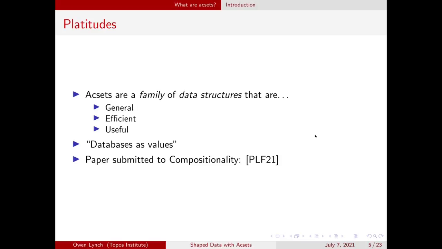So yeah, that's why we're so excited about them. The name Acset comes from attributed C-set, and it's really not worth going into what that means. Just think of it as a new name. If I had to give a more concrete description without actually giving the definition, I would say that Acsets are sort of databases as values, and that's the metaphor that I'm going to be working with for the rest of this talk. And we have a paper on this, which we have submitted to Compositionality, which is an applied category theory journal. At the end of the talk, I'll give more information on that if you want to learn more about Acsets after this talk.